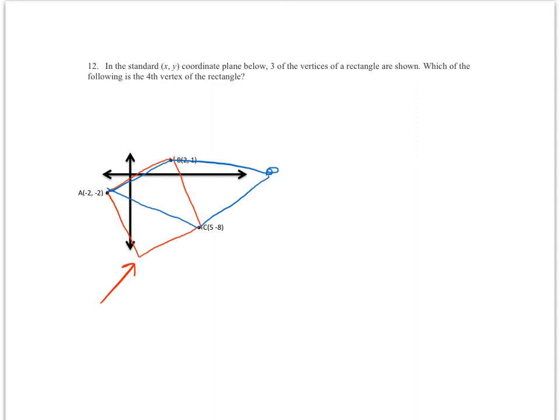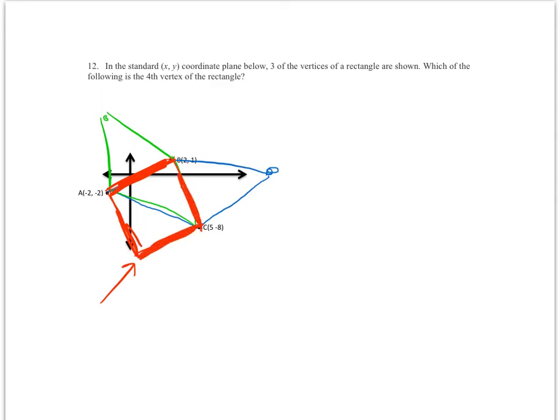Another option for this is it could be, let's see, like this. The 4th point up here someplace. That case also, that green rectangle looks like it's not a rectangle at all, it's just a quadrilateral. So let's focus on this red one. Sorry to put so much stuff in this picture.